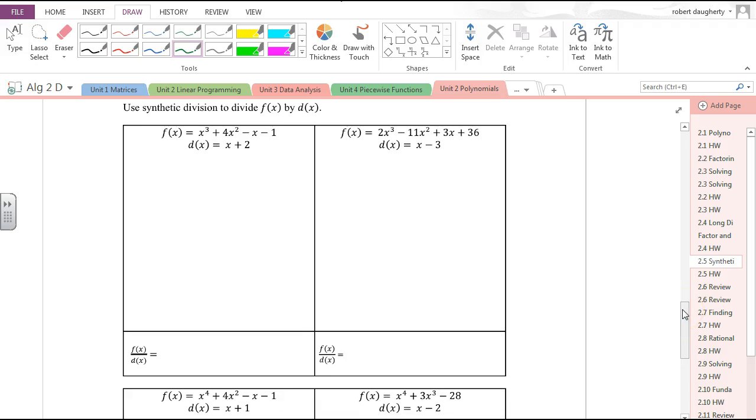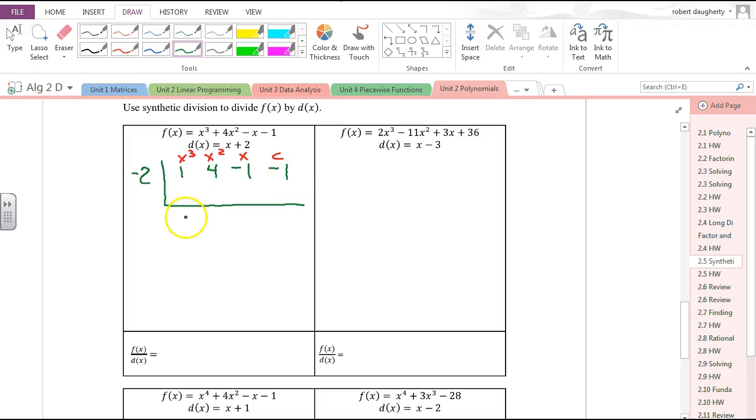So we have a couple here. Okay, the first one, when I set it up, I'm dividing by x plus 2. So what's going to go outside the synthetic division? What number? Negative 2. Okay, so negative 2. And then I need, since this is an x cubed, I'm going to need an x cubed, an x squared, an x, and a constant. Coefficient of x cubed is 1. X squared is 4. Negative 1. Negative 1.